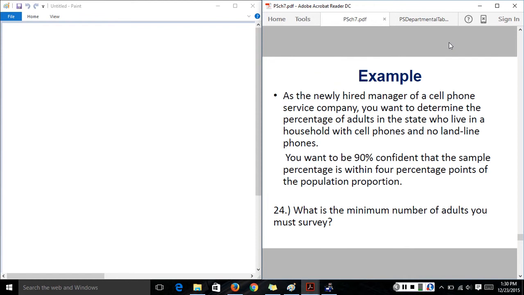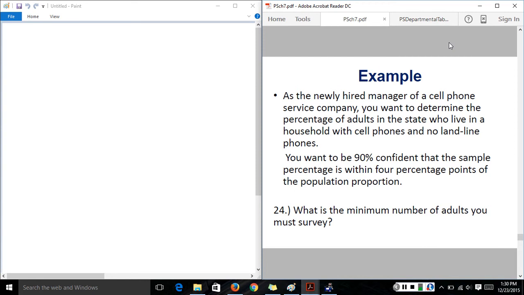Let's do an example. You're a newly hired manager of a cell phone service company, and you want to determine the percentage of adults, or the proportion, in the state who live in a household with cell phones and no landlines. So they have a cell phone, no landline. And you want to be 90% confident that the sample percentage is within 4 percentage points of the population proportion.